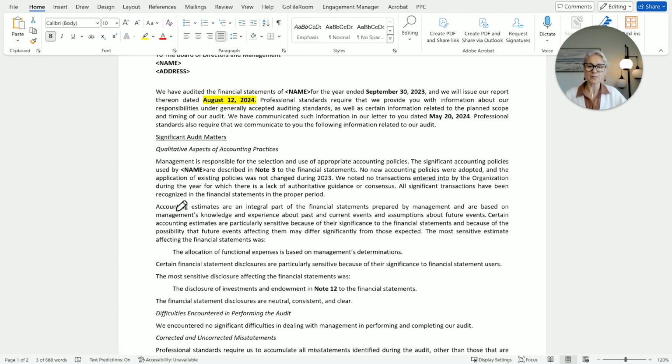We're also telling the board that part of the numbers recorded in the report are management estimates, accounting estimates. Those are typically depreciation expense and in-kind revenue; those are estimated. And we just have to remind the board that those are management estimates.